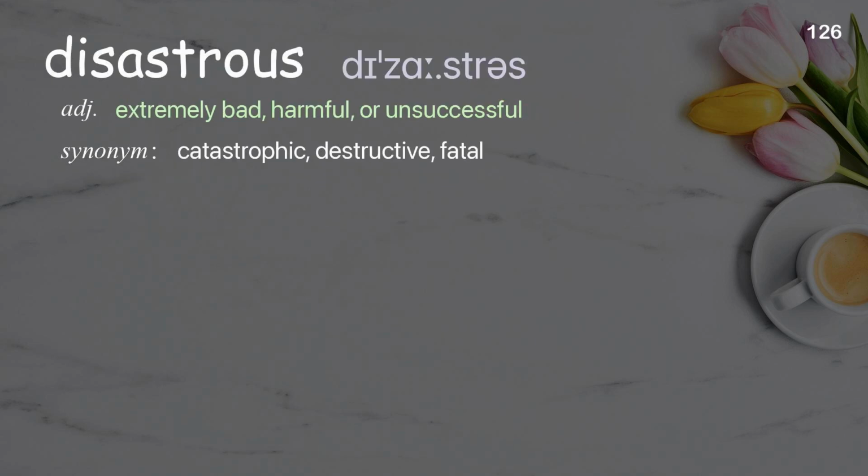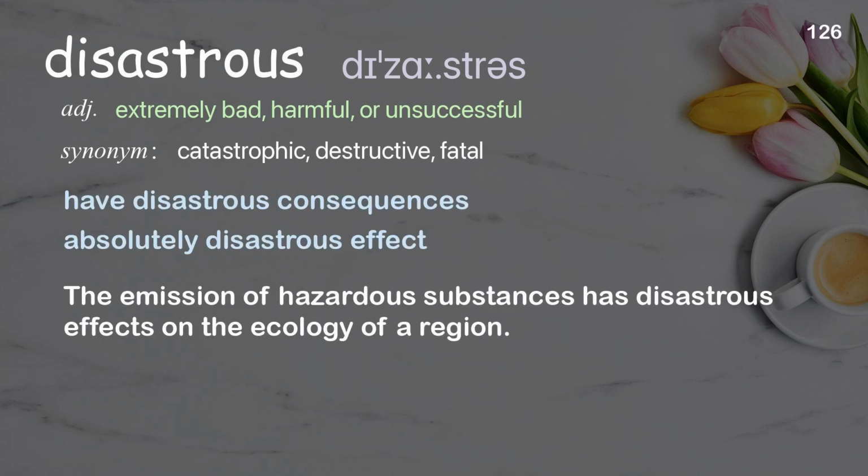Disastrous. Extremely bad, harmful, or unsuccessful. Examples: have disastrous consequences, absolutely disastrous effect. The emission of hazardous substances has disastrous effects on the ecology of a region.